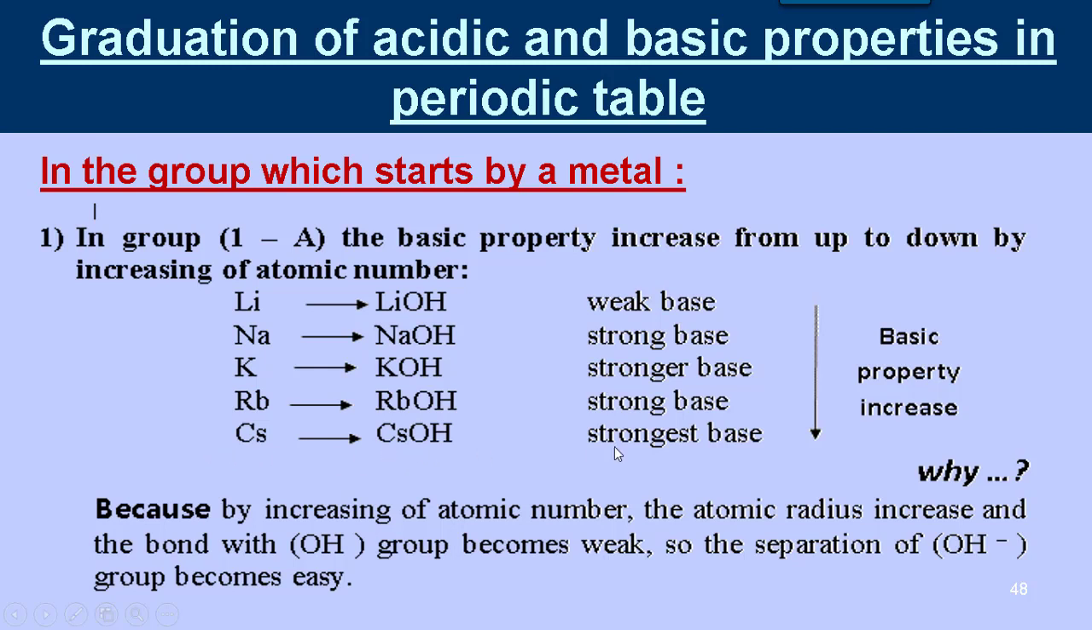This is because by increasing the atomic number, the atomic radius increases. So the bond with the OH group becomes weak, and the separation of the negative hydroxide group will be easier as the atomic size increases.